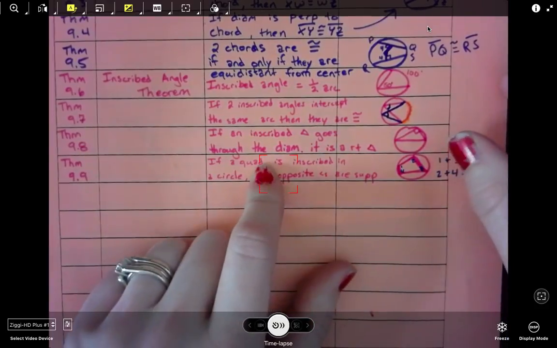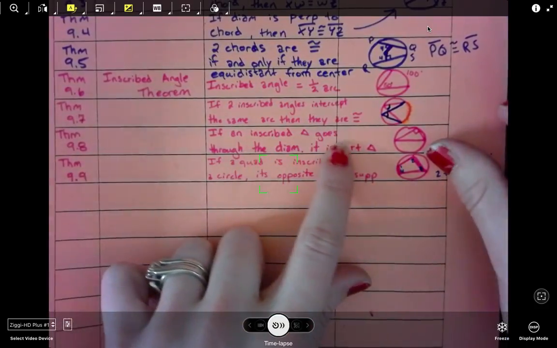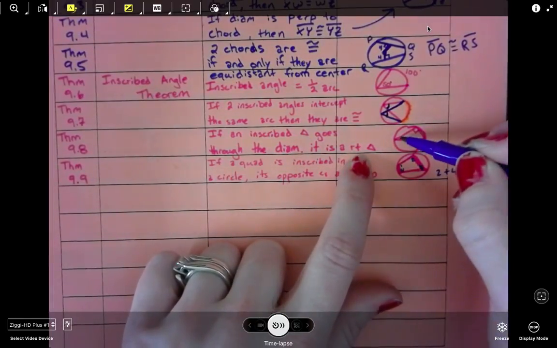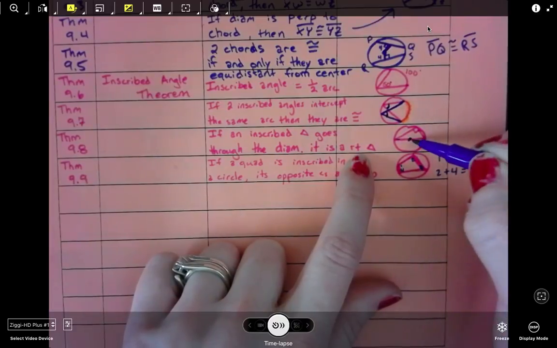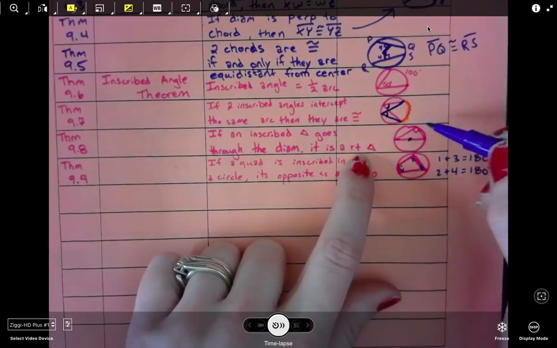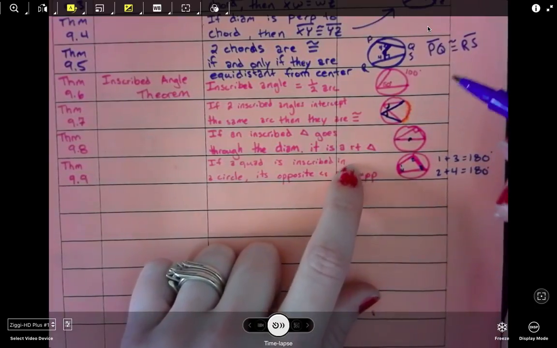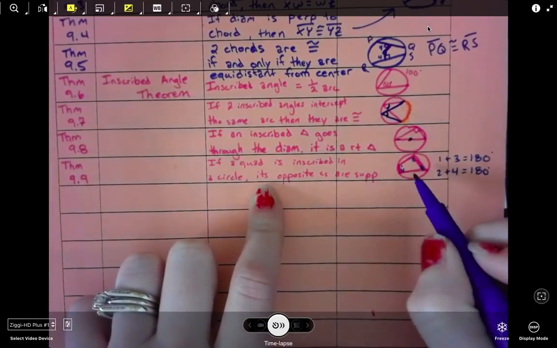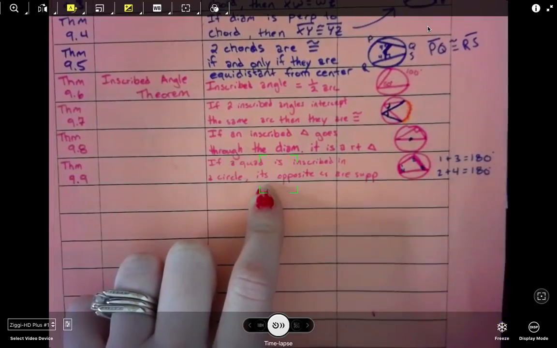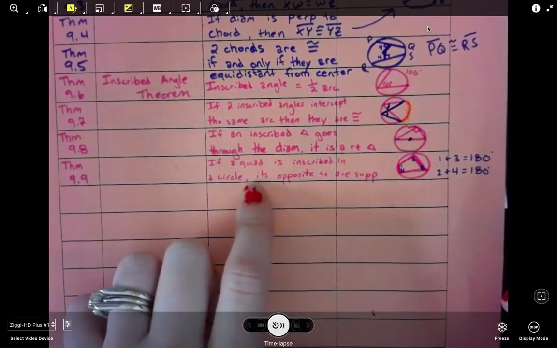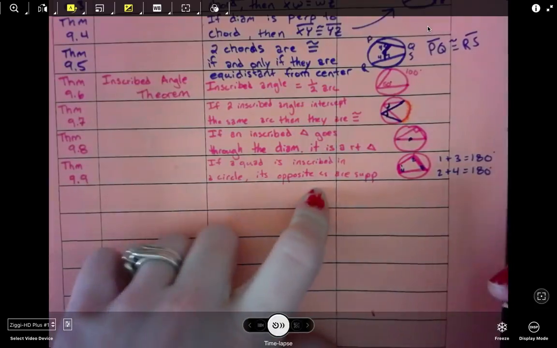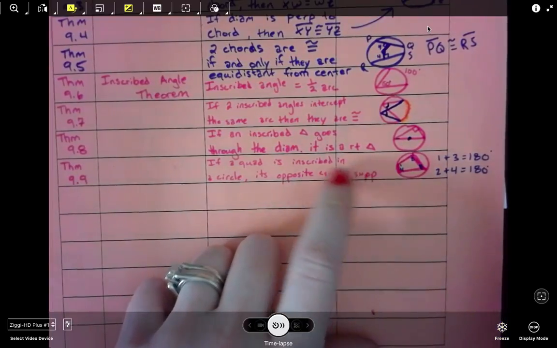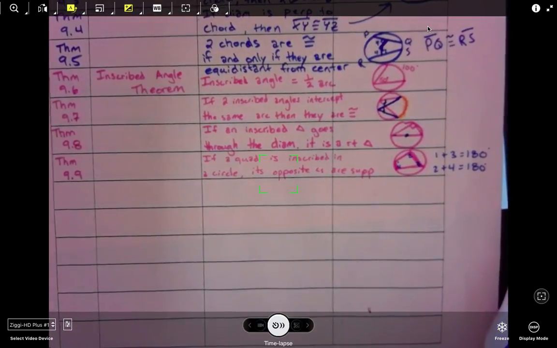Okay. 9.8. If an inscribed triangle goes through the diameter, then it is a right triangle. So this guy is going through the center here. And no matter what, this third vertex has to be a 90 degree angle. Has to be, right? And the last theorem, Theorem 9.9, is if a quadrilateral is inside of a circle, like I have here, it's just kind of a weird looking one, it's not even a rectangle really. If it's inscribed inside of a circle, then its opposite angles are supplementary. So I have angle 1 plus angle 3 has to be 180, and angle 2 plus angle 4 has to be 180. Okay, that's just the way it has to be.